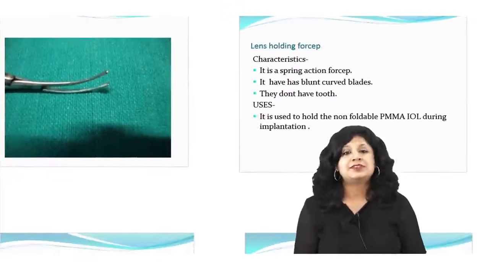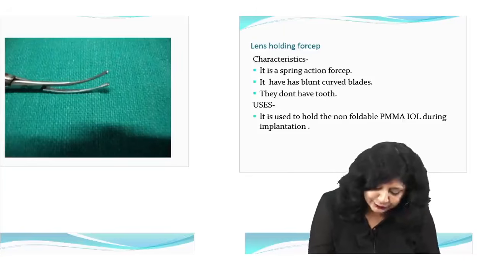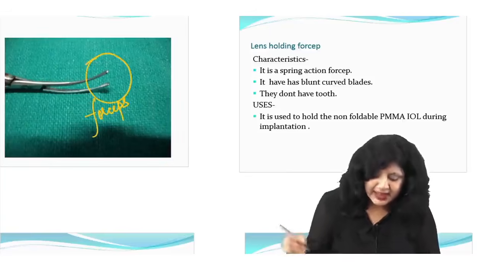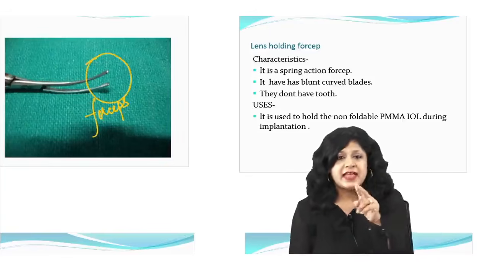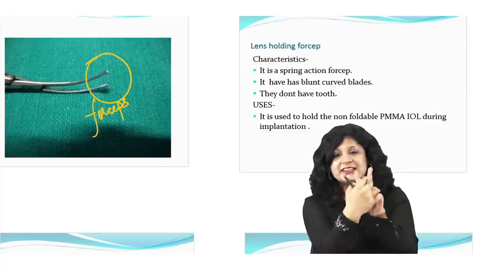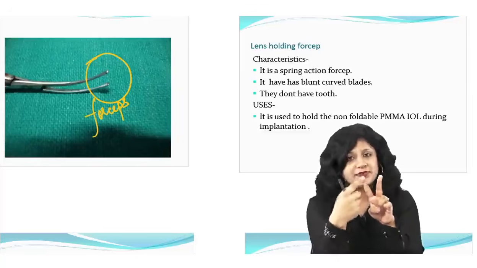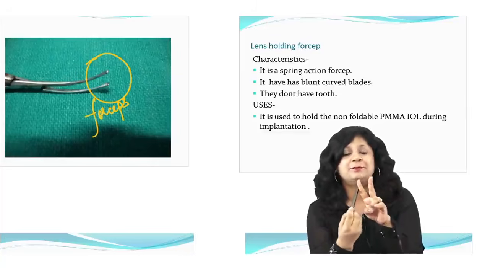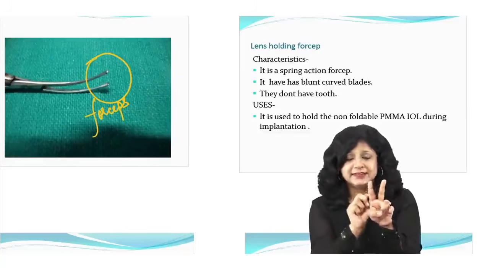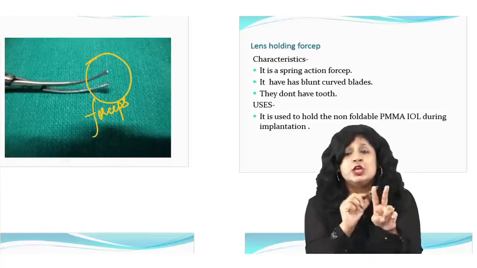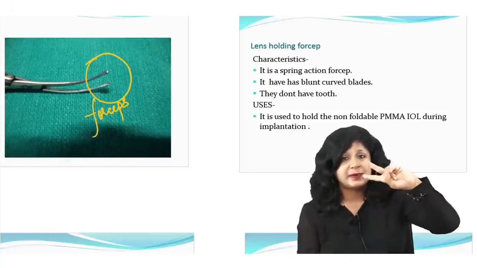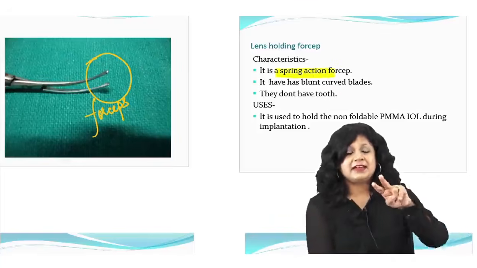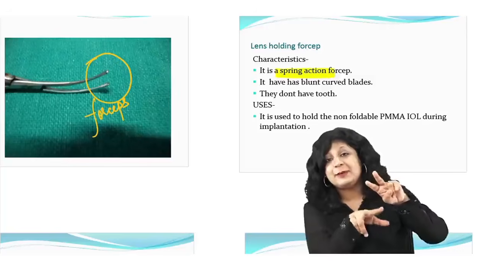Now the next one. Now can you see this? This is again a forceps, right? But this forceps has blunt ends, and again you can see a distance between the two prongs, right? So when you have a distance between its two blades, and plus they are blunt, that means again it is a spring action, and it has curved ends which will help in holding.